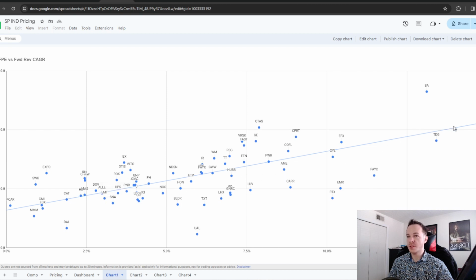The R squared wasn't necessarily super impressive, but we can see very, very clearly on the graph that there's a nice positive correlation: the higher the revenue CAGR is expected over the next few years, the higher the forward P/E that it's going to be right here.